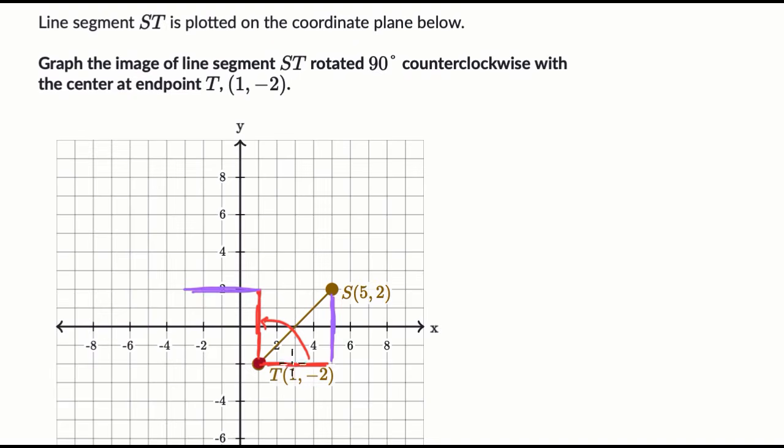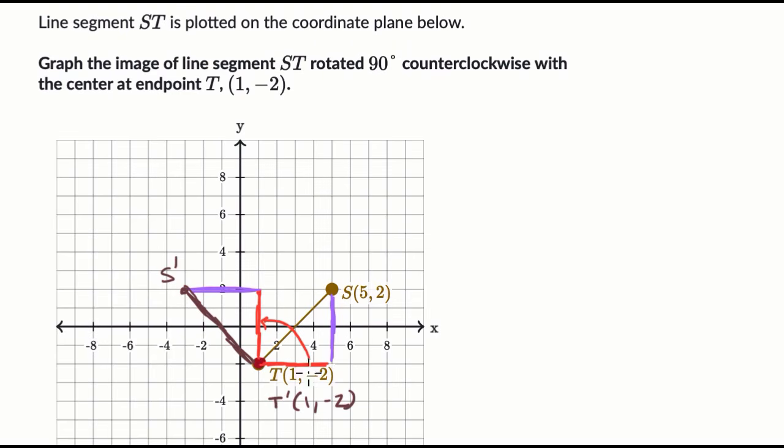And so after the rotation, we would be dealing with what we could call ST prime. It would look like this. So T and T prime are in the same place. This is also T prime at (1, -2). But now this over here is S prime. And of course, all they wanted us to do is graph this line.